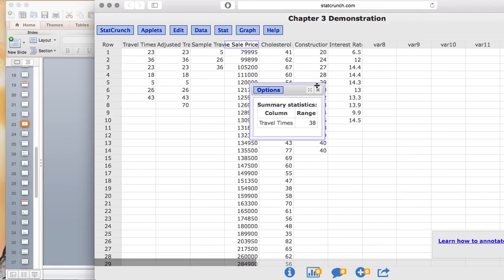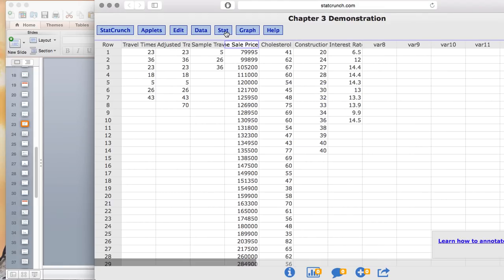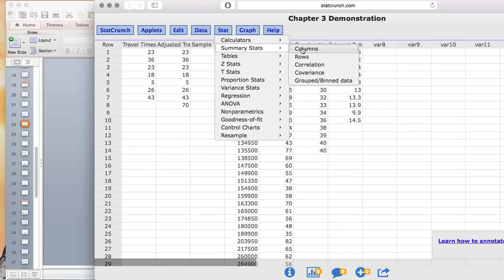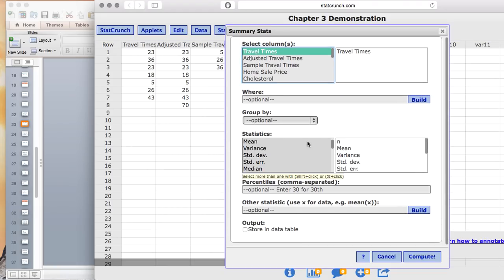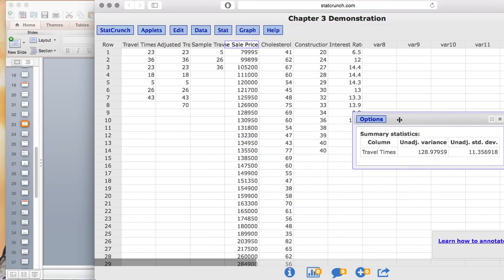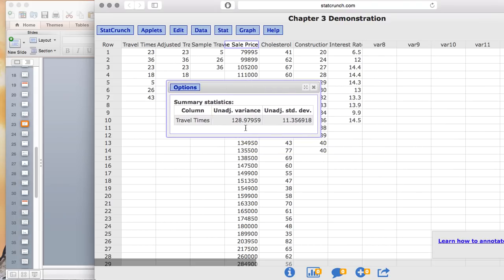So I'm just going to go back here to my travel times. I'm going to go to Stat, Summary Stats, Columns. I'm going to select my travel times, and all I want is that unadjusted variance and the unadjusted standard deviation, and they live right next to one another. So I'm just going to highlight them both, and I'm going to click compute, and you'll notice that it gives me these two values side by side.